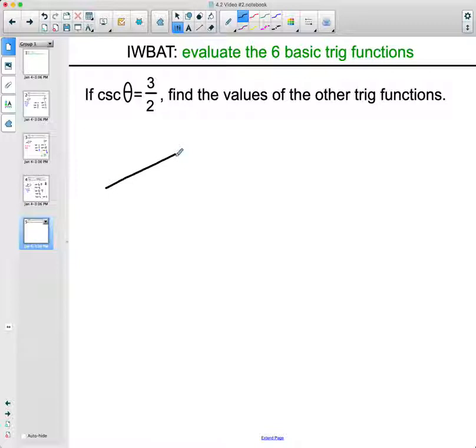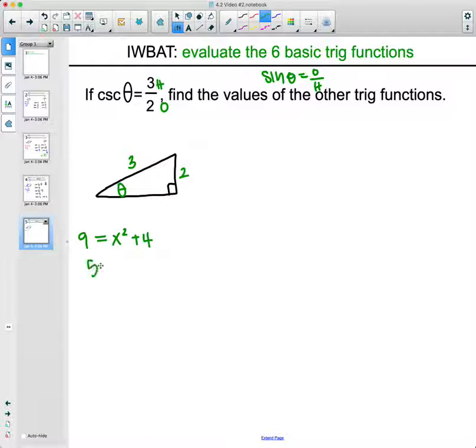Cosecant. So remember, cosecant is the reciprocal of the sine function, and sine is equal to opposite over hypotenuse. So this is going to be hypotenuse over opposite. So I'm going to put theta here. Hypotenuse is going to be this one. Opposite is here. Pythagorean theorem, so you'd do 3 squared equals x squared plus 2 squared, which is 4. Subtract 4. And then square root.